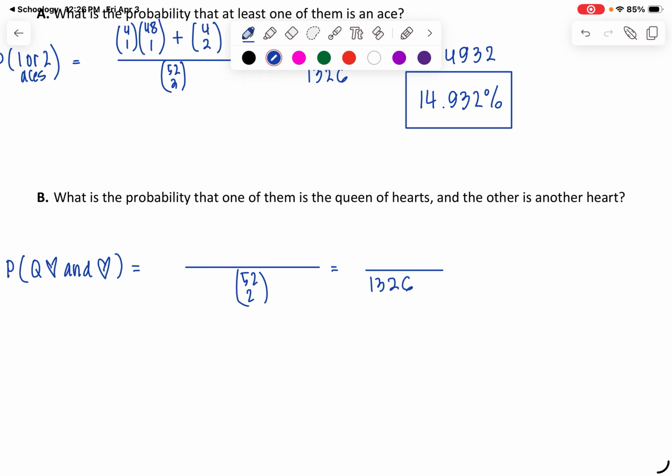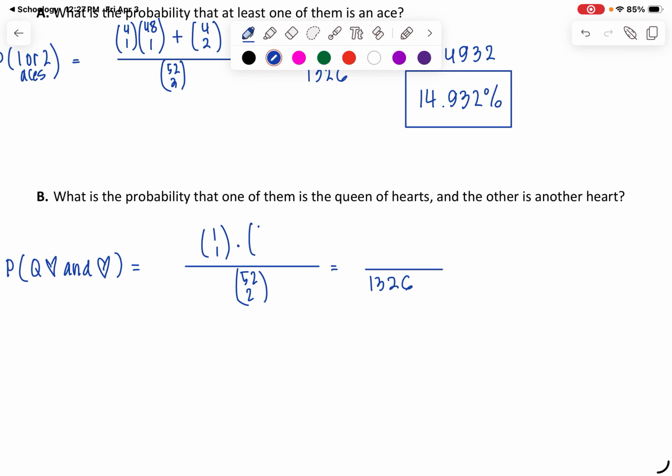Okay, so ways I can get the queen of hearts. Well, there's 1 queen of hearts and I would have to choose it. And then ways that I can get a heart. Well, there's 13 hearts, but the queen of hearts is already out of the deck, right? So that's 12 hearts left and I want one of them. I can do that in my head. 1 times 12 is 12.